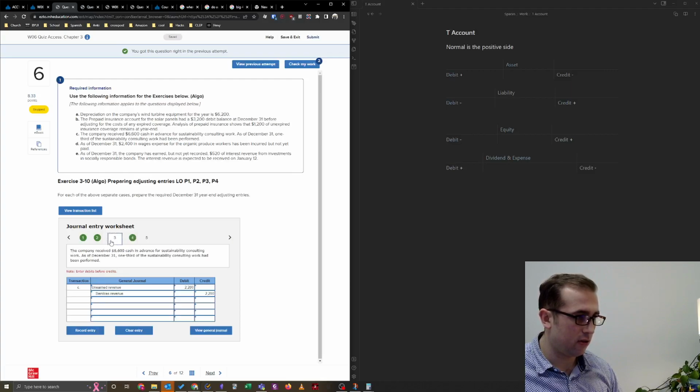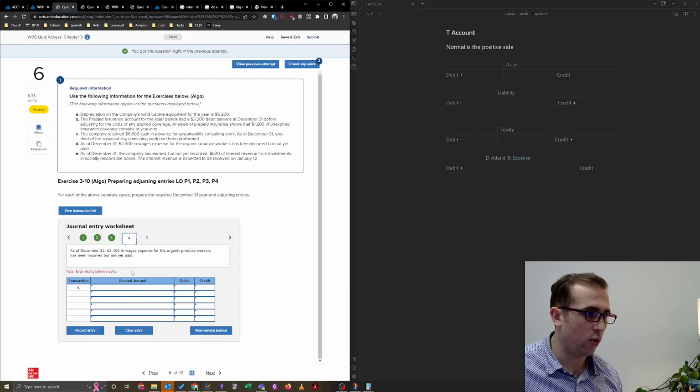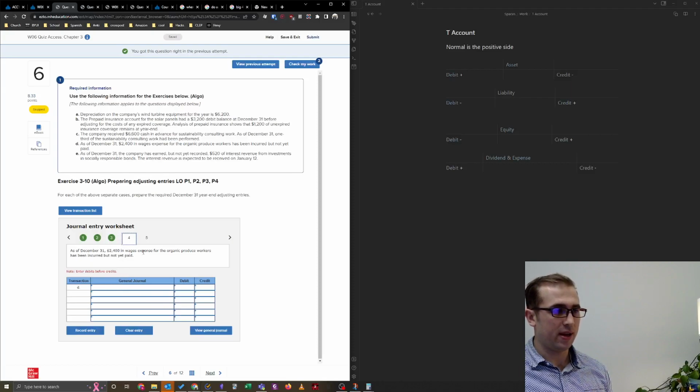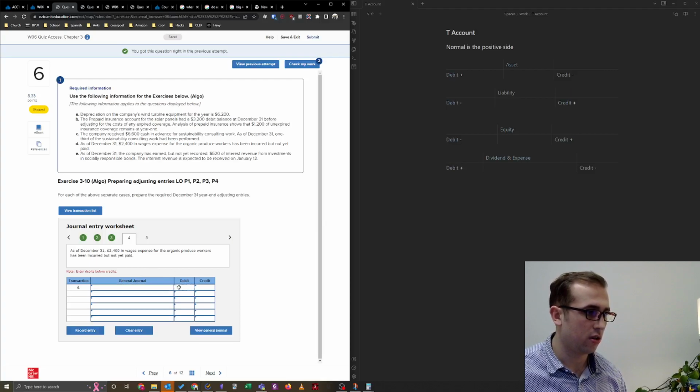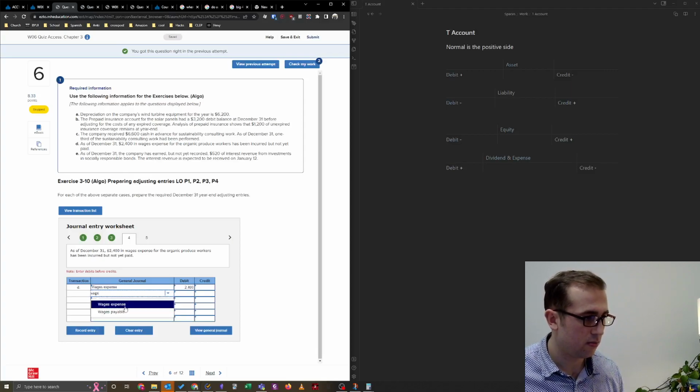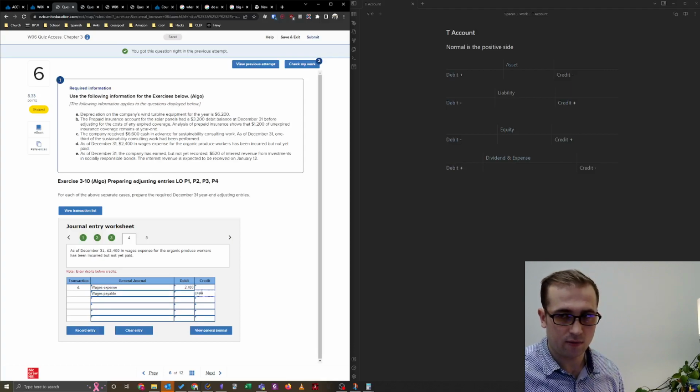As of December 31st, $2,400 in wage expenses for the organic produce workers has been incurred but not yet paid. So we have wage expense but not yet paid. So a wage expense and wages payable because it needs to be paid. Expenses, again, are a debit account, so we're going to debit wage expenses 2,400 and credit wages payable 2,400.